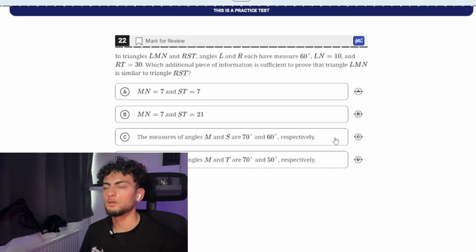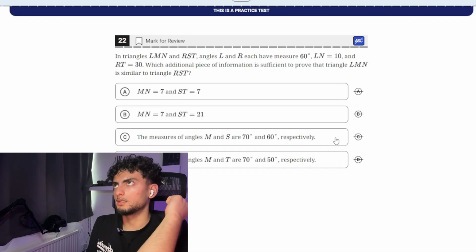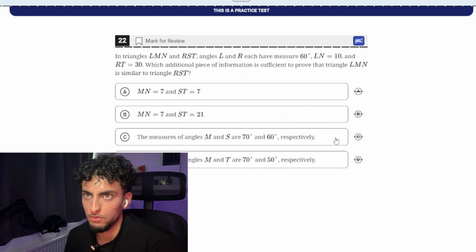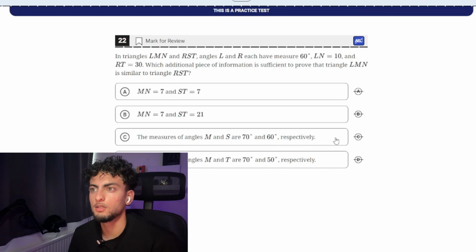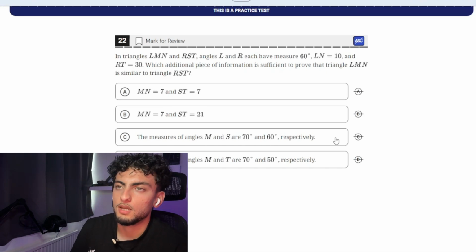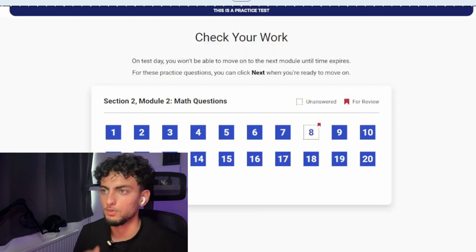Ten and 20, ln and rt. Which additional pieces of information? Side, angle, side. So we want an SAS triangle. So if we have MN and ST, I think that does it because you have two sides and an angle, just the SAS case. Let's go back to question 8. This is that weird question.